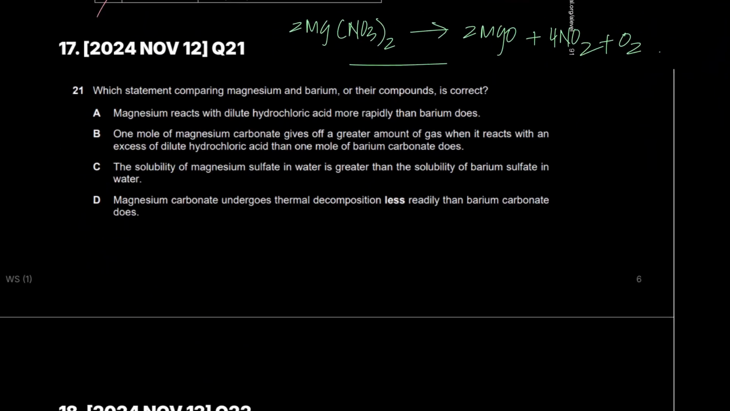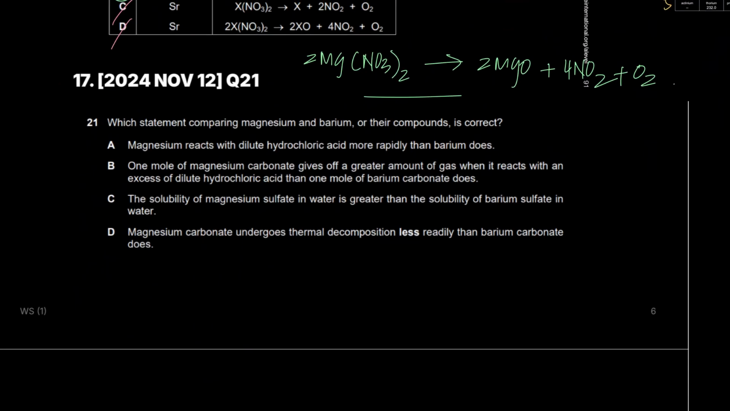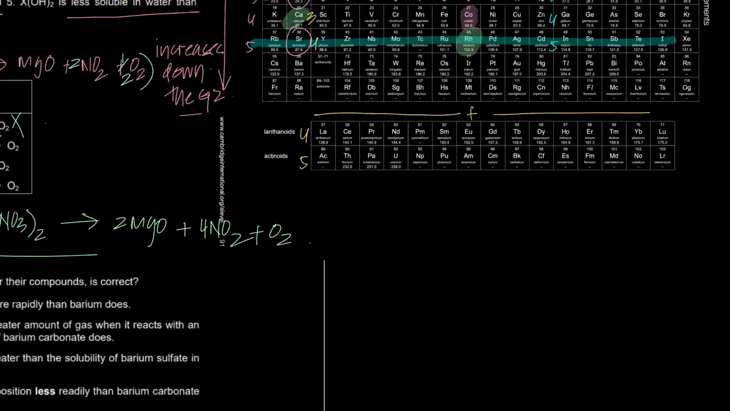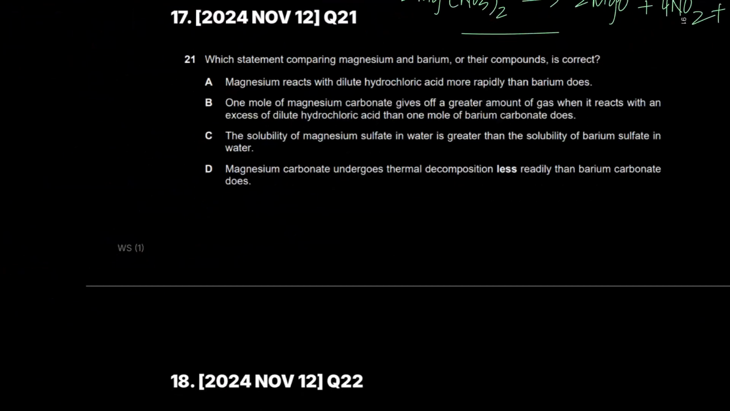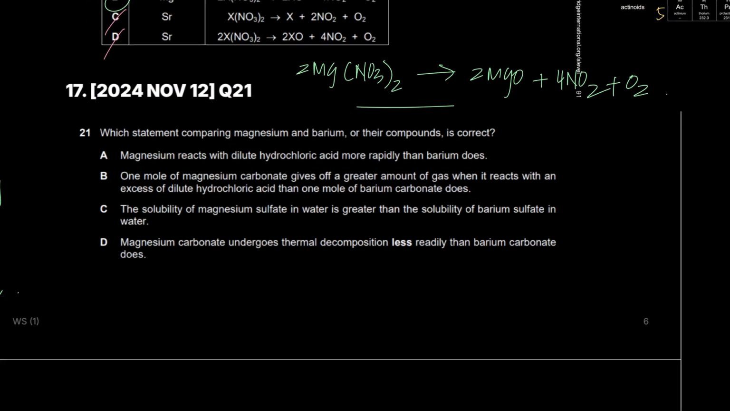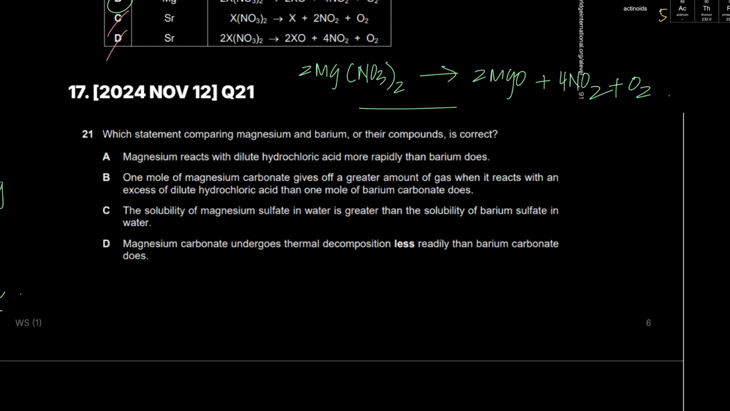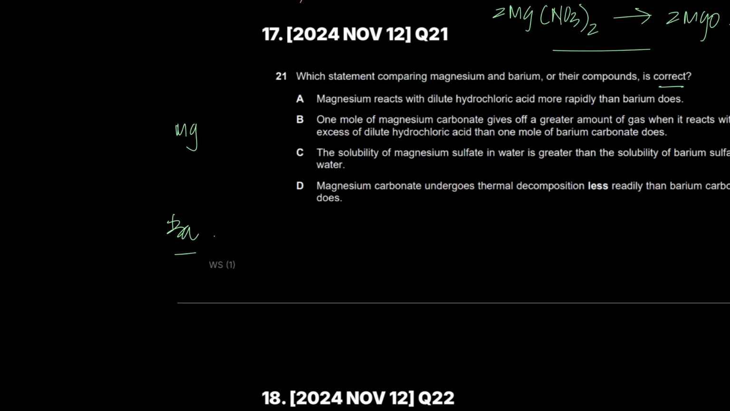Next. Which statement comparing magnesium and barium or their compounds is correct? Again, magnesium and barium. I have to be very careful. Magnesium is at the top and barium is somewhere at the bottom. Now he's saying which statement is correct. Magnesium reacts with dilute hydrochloric acid more rapidly than barium does, and that's absolutely incorrect.